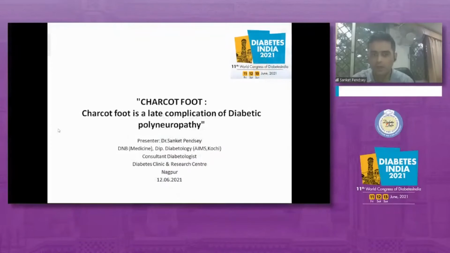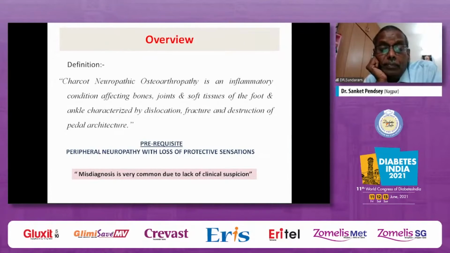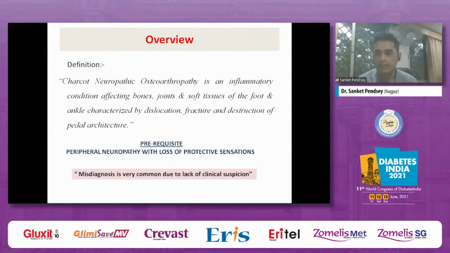My topic is Charcot foot as a late complication of diabetic polyneuropathy. I will begin with a brief overview and the definition of Charcot foot, which is defined as an inflammatory condition which affects bones, joints, and soft tissues of the foot and ankle, and it is characterized by dislocation, fracture, and destruction of the foot architecture. In simple words, it has been described as a loose bag of bones.